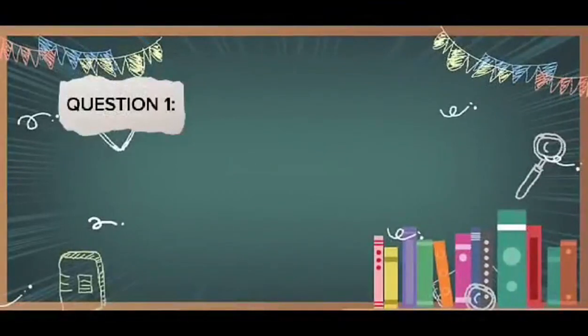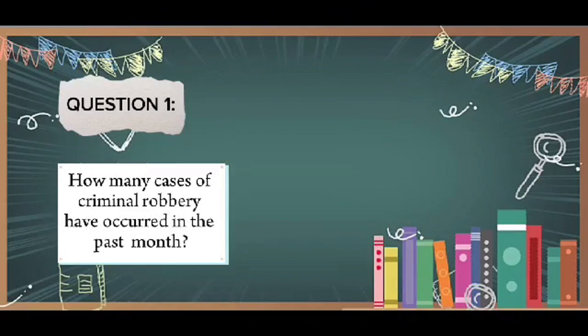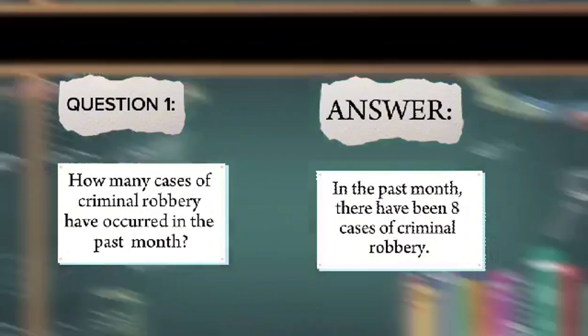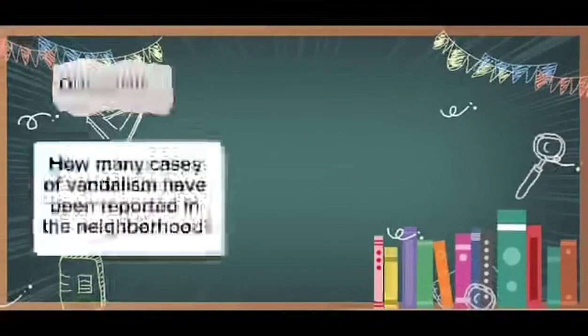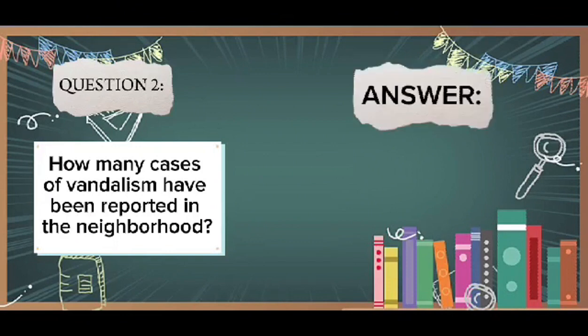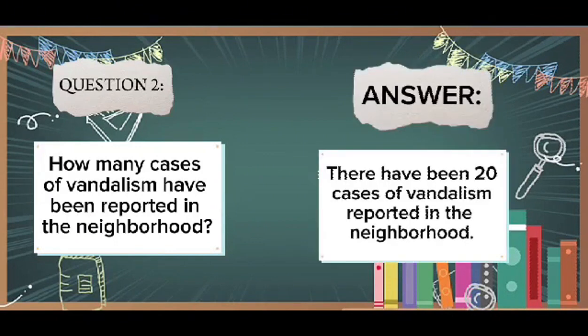Question 1. How many cases of criminal robbery have occurred in the past month? Answer. In the past month, there have been 8 cases of criminal robbery. Question 2. How many cases of vandalism have been reported in the neighborhood? Answer. There have been 20 cases of vandalism reported in the neighborhood. So this is one of the sample problems of pictograph.